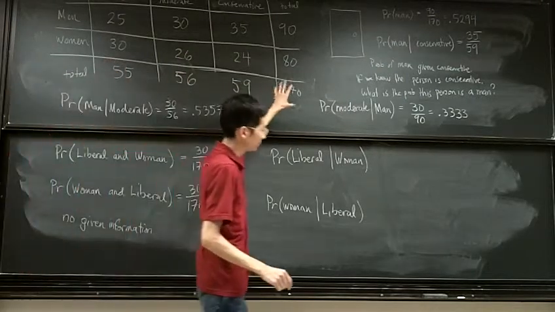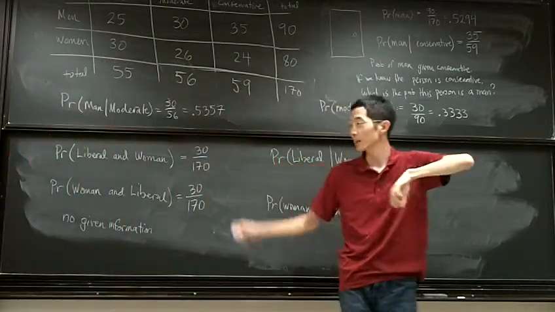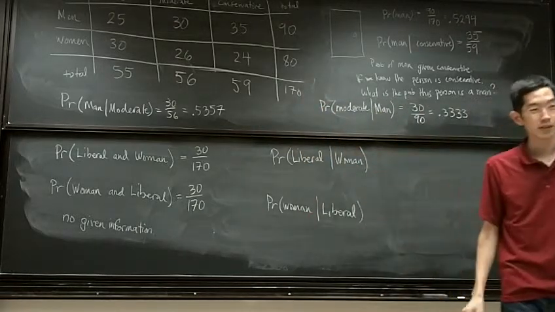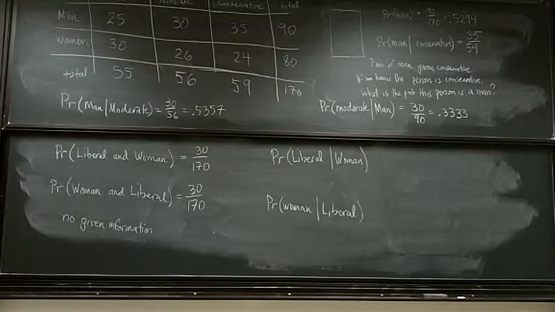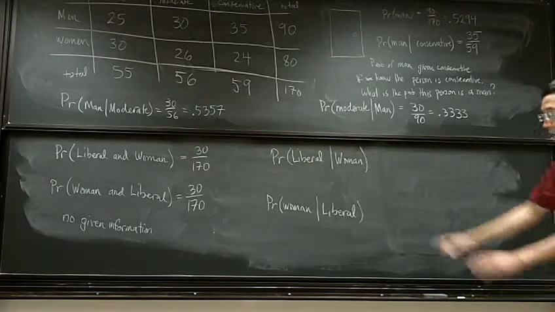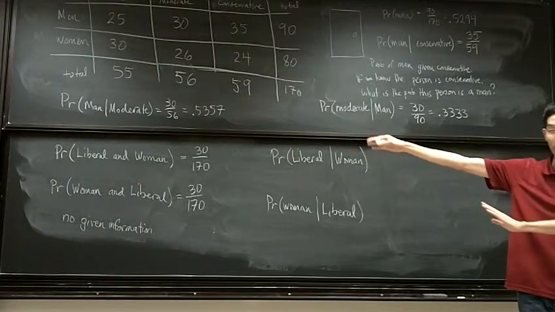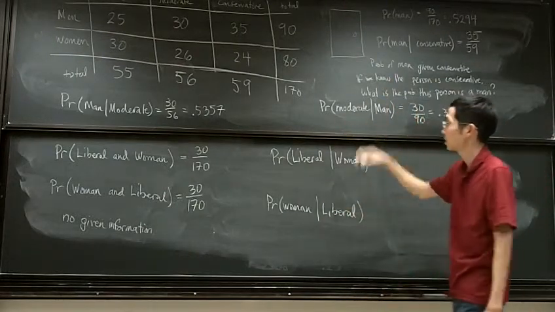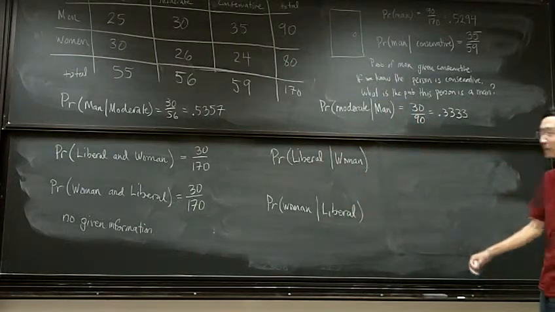Lining up the columns, exactly. Liberal and women, out of the total number of people possible. Yes. Is it possible for the question to be liberal or women? Yeah, it could be, but that's not what was on there, right? If it was liberal or woman, that would be 105 out of 170. Okay.